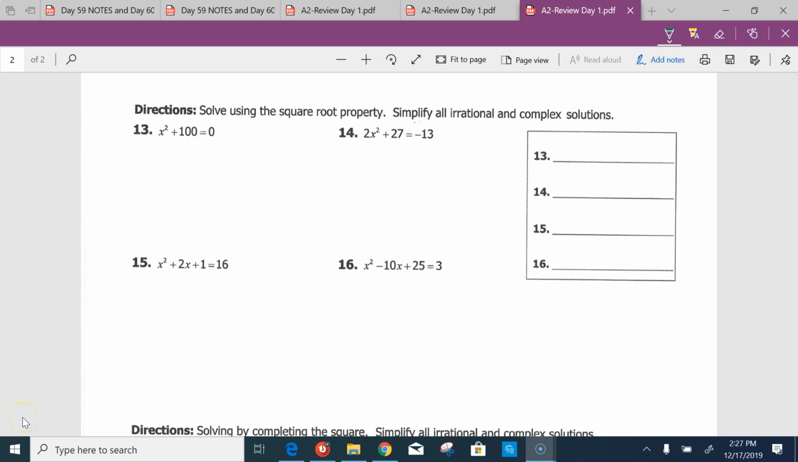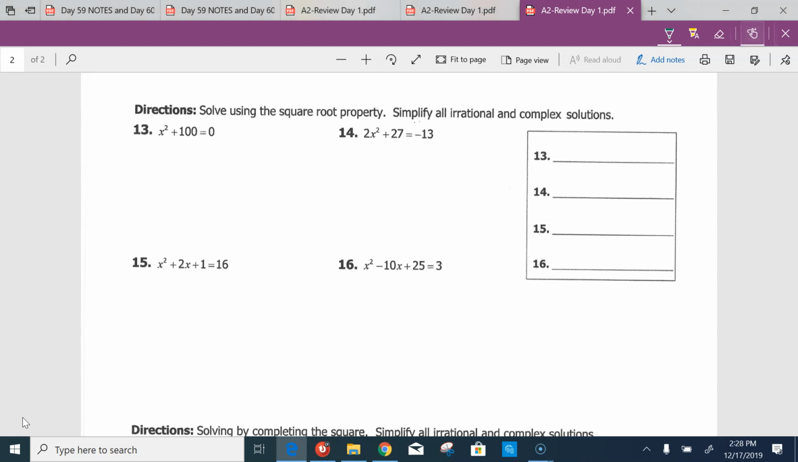Alright, so this is the second video going over our first day review. 13, 14, 15, and 16 on the back ask us to solve using the square root property, and they ask us to simplify all irrational and complex solutions. So here's the big idea for this.